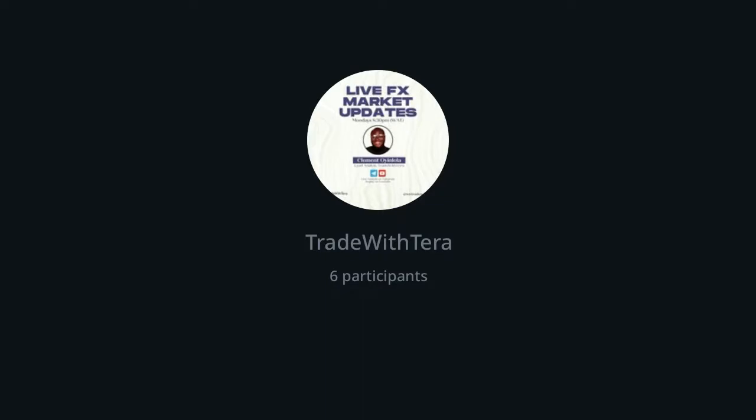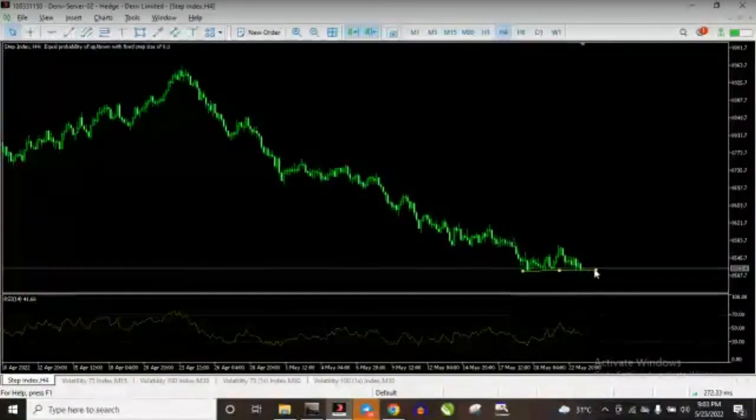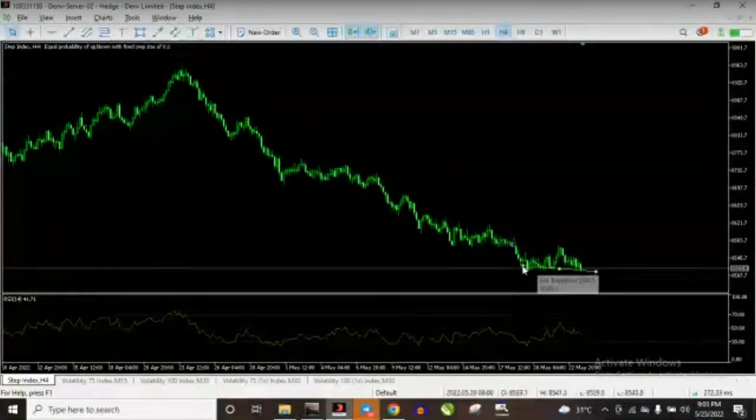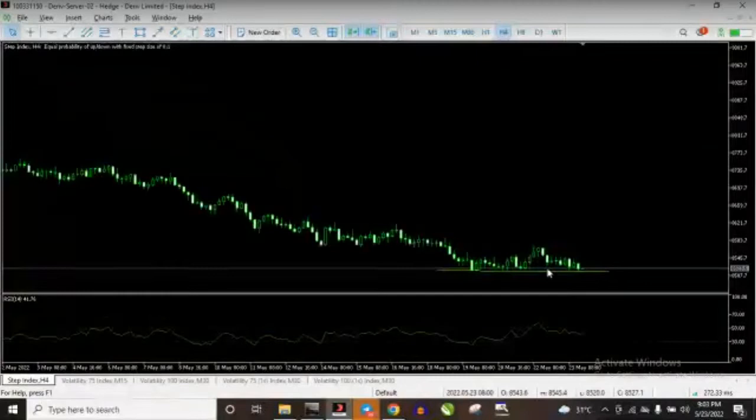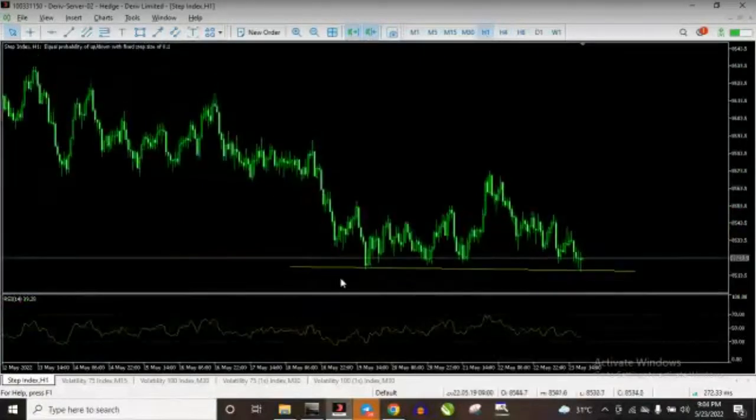Now, on a larger time frame, we can see this happening on step index. You can see this happening on step index. It's looking tiny, so let's go to the 1 hour chart. Now, the 1 hour chart gives us clearly what is going on.